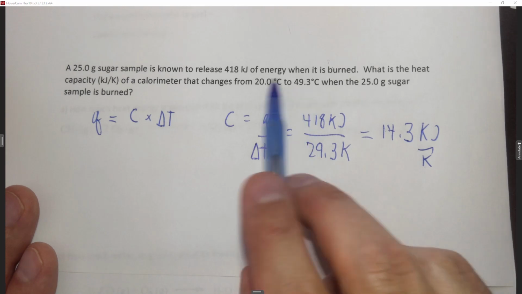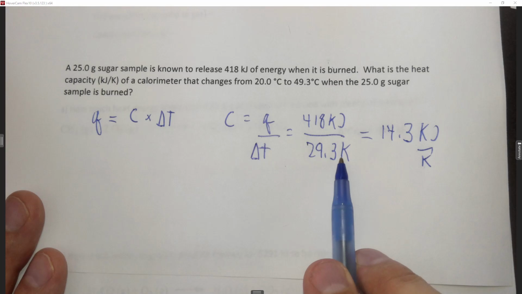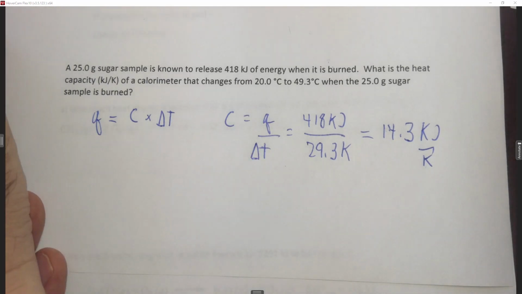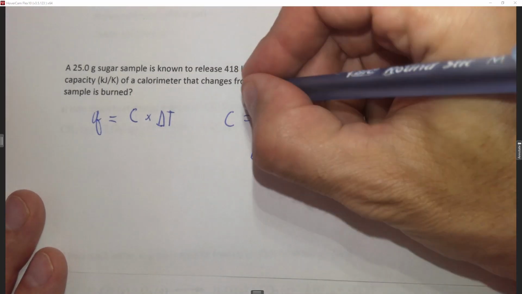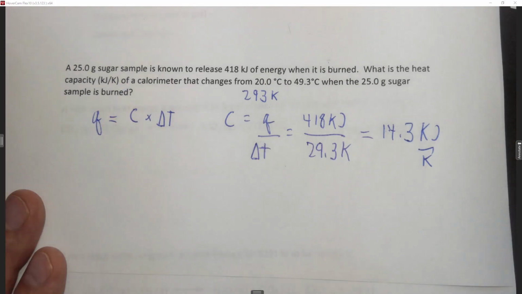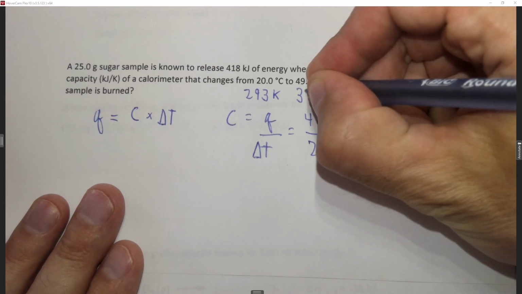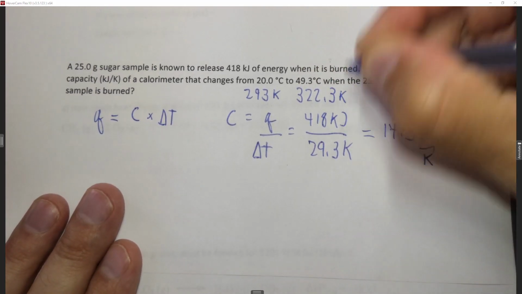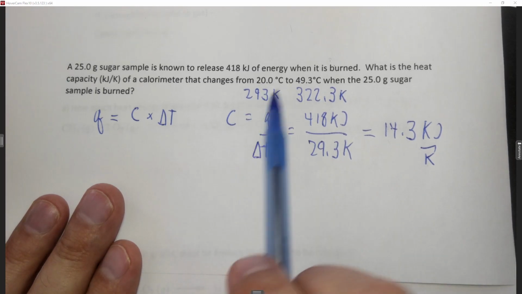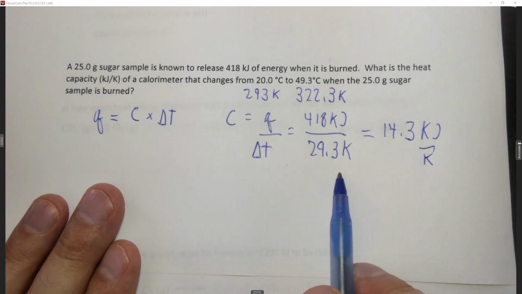Now, people may wonder, how did we go from degrees C to K without changing the temperature? If we subtract these two numbers, we get 29.3 degrees Celsius. However, if we convert both of these numbers to Kelvin, this one is going to be 293 K, and this one is going to be 322.3 K. So all I did was add 273 to this and 273 to this. If I then subtract these, it's 29.3 K.